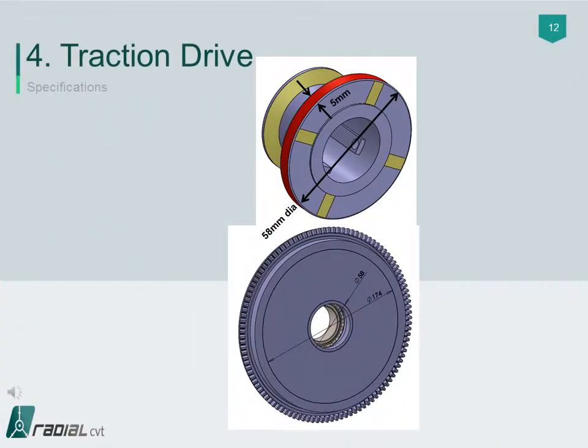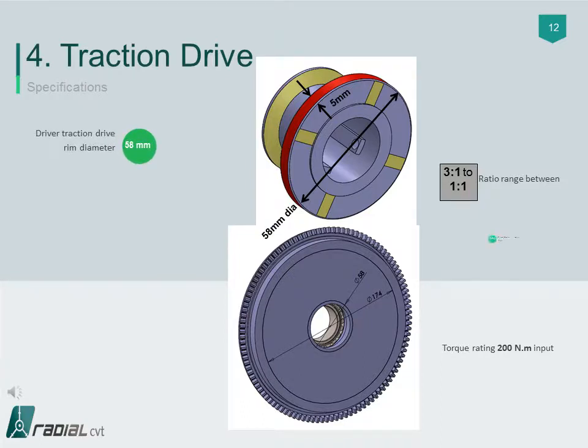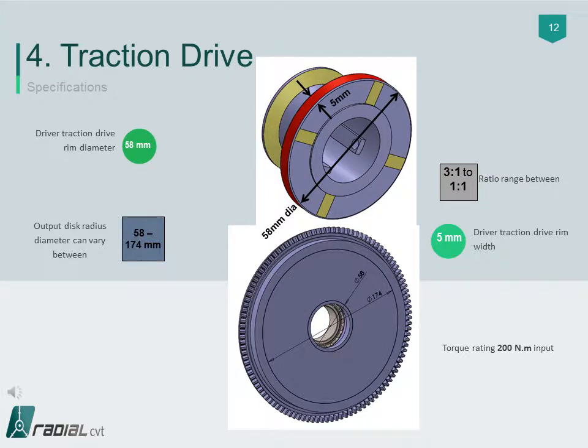In order to achieve a 200 Nm input torque with a 3-to-1 to 1-to-1 ratio range, the traction drive parameters are as follows. The drivers have a 58 mm diameter, driving the discs with a 5 mm long line contact from a disc radius of 174 to 58 mm.